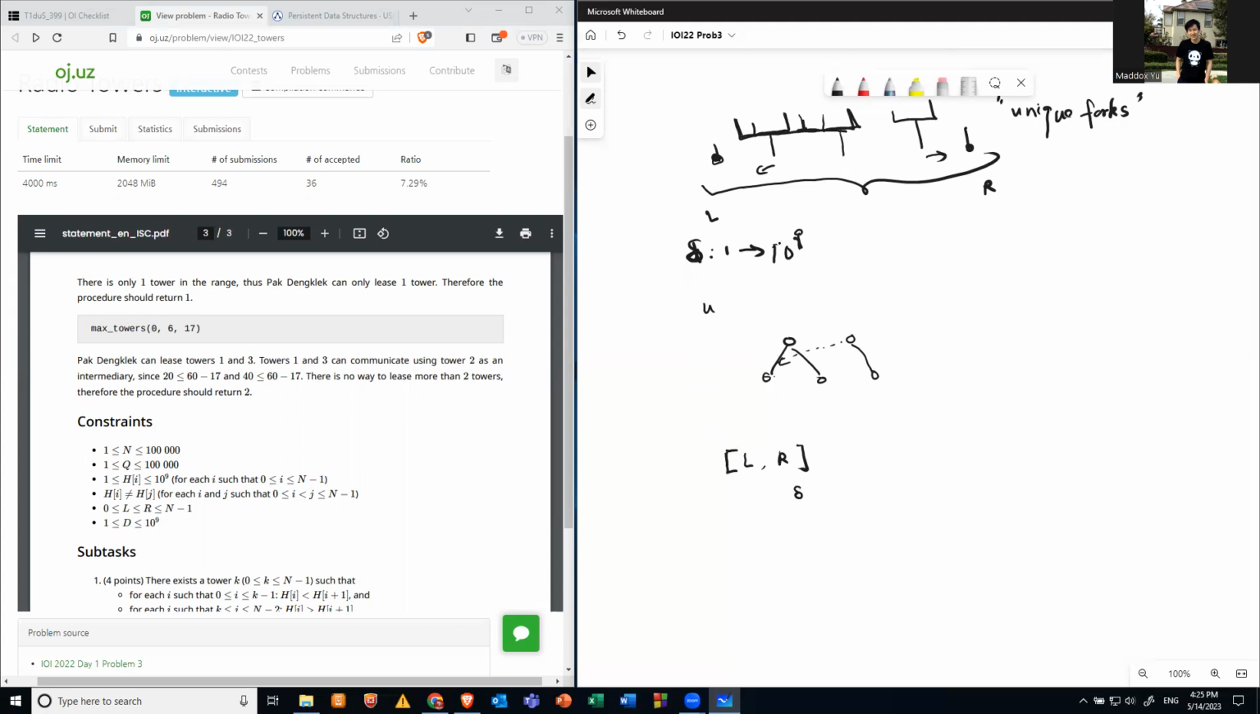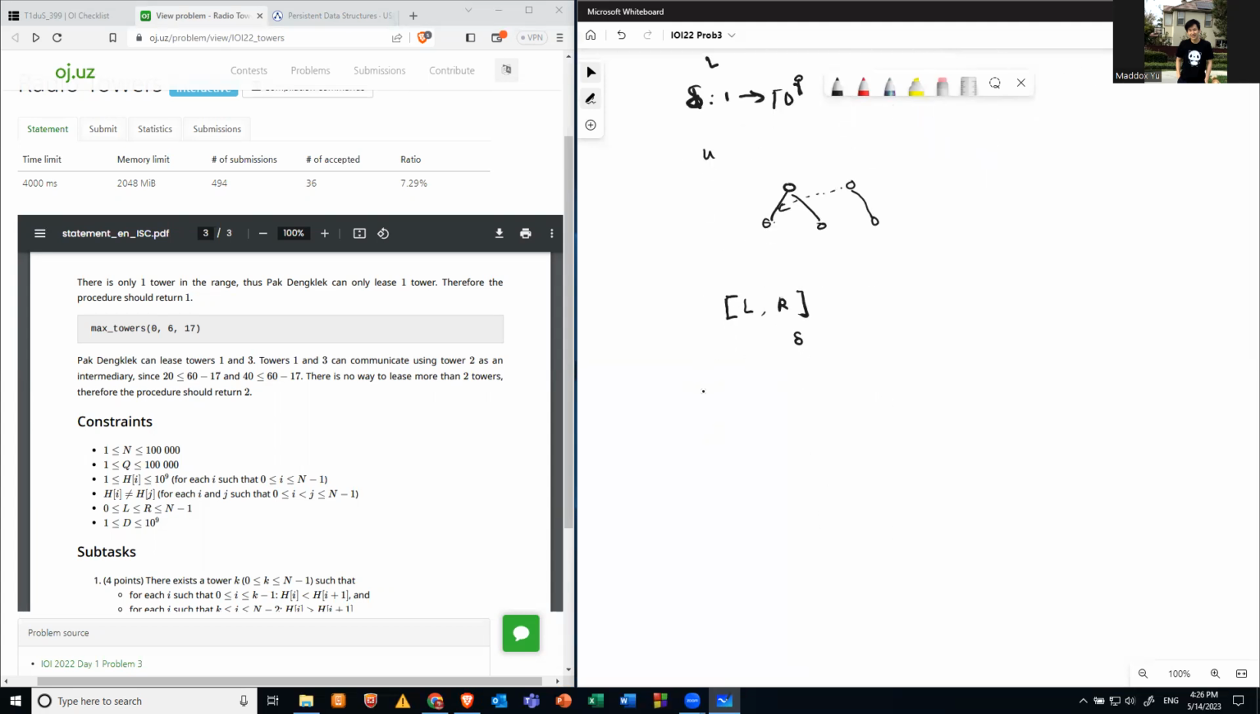So then you can basically search for it. It's basically a divide and conquer, right? If there's no effective fork between left and right, then you find the biggest tower in this range. Then you pick one tower on the left and one tower on the right, right? So that's how you build it.